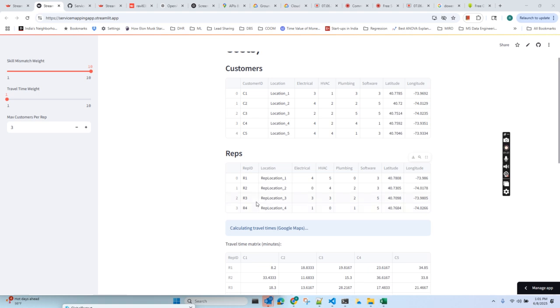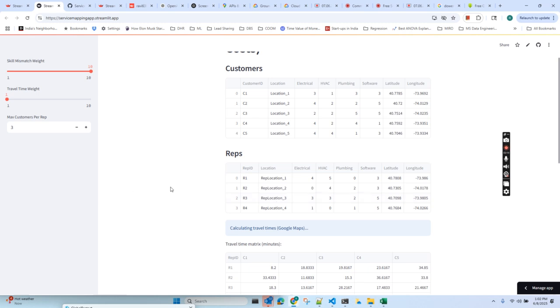So what we are trying to do is optimize the allocation of service representatives to the customers depending on two parameters. First is the geographical distance between the customers and the service representatives, and second, the skill mismatch, or let's say skill match. So we are trying to allocate those service representatives to the customers wherein there is the least mismatch between the requirement of the customer and the service engineer, right? So, this is the problem statement, and I'll take you through the code in a while.